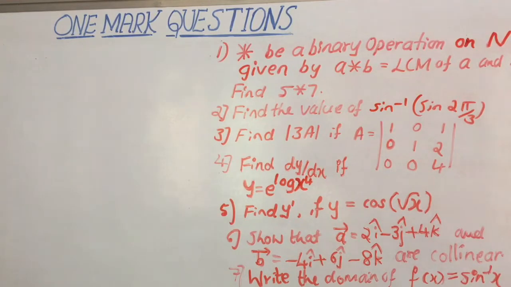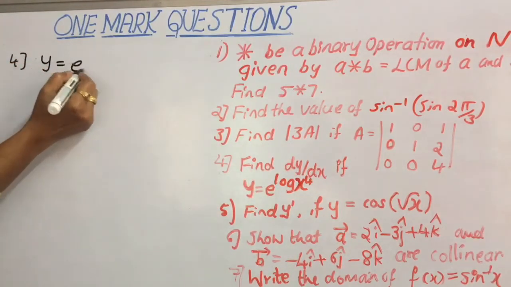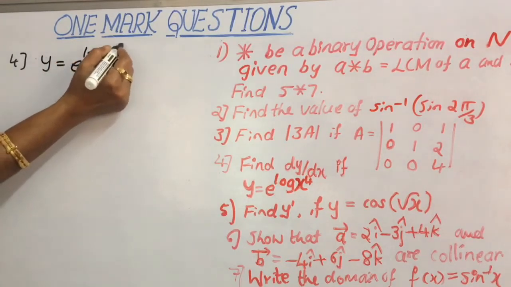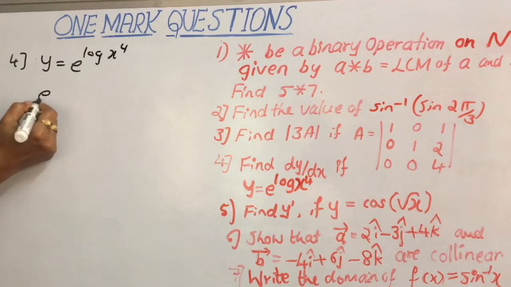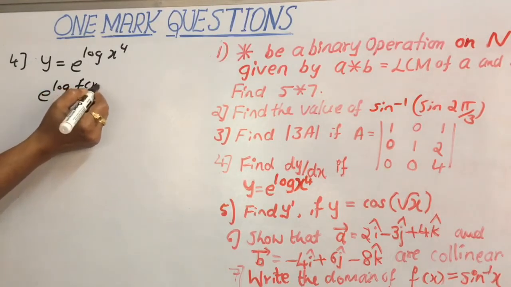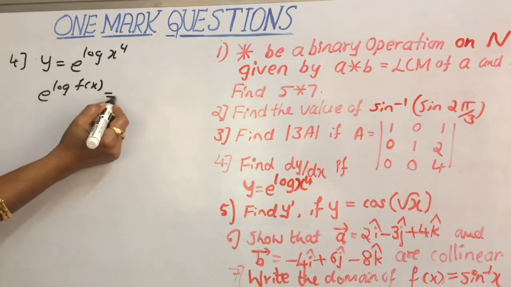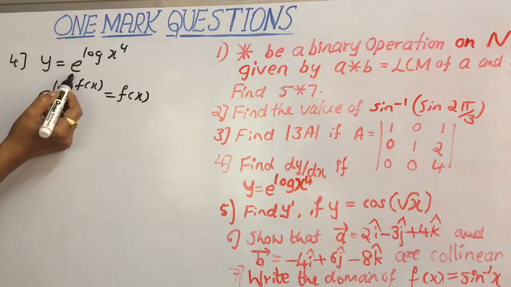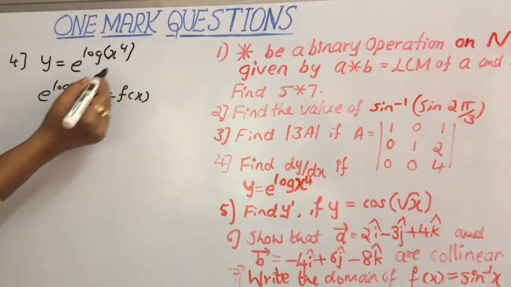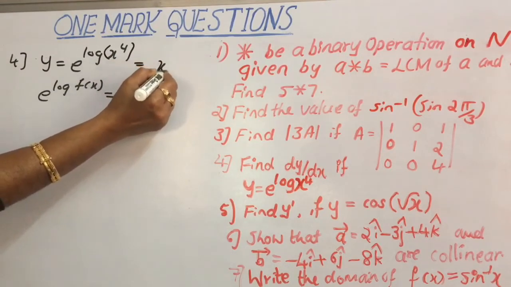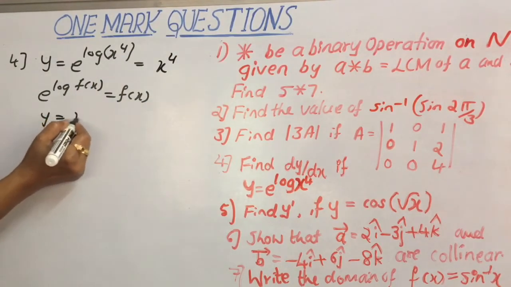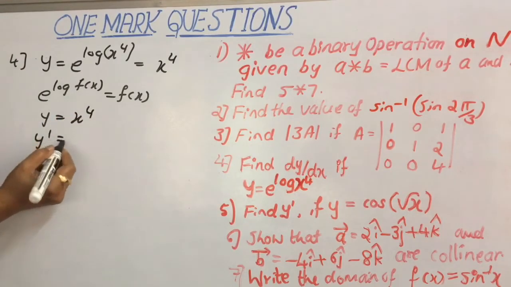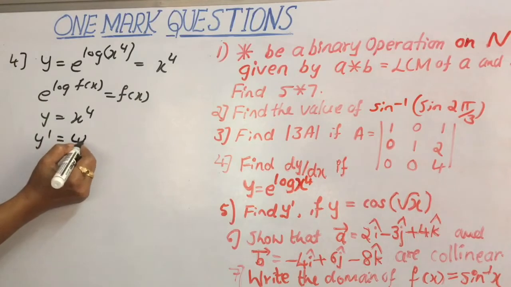Now move on to the fourth question. Find dy by dx if y is equal to e to the power log of x to the power 4. We know that e to the power log of f of x equals f of x only. So if we use this formula here, e to the power log of x power 4 can also be written as x to the power 4. So now y is equal to x power 4. If we differentiate this, y dash equals 4x cube.